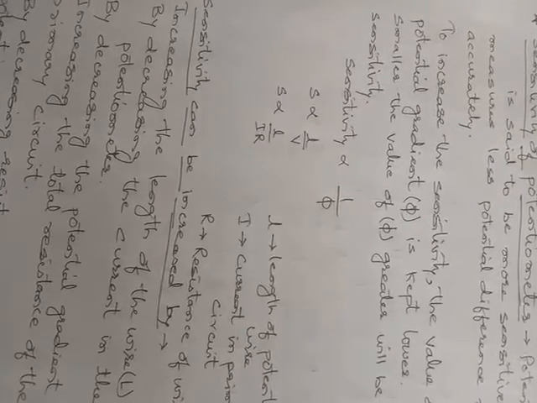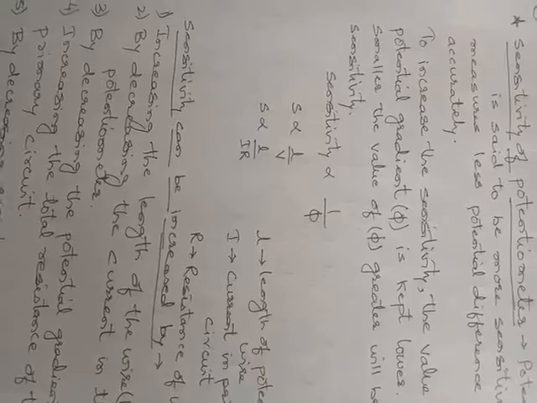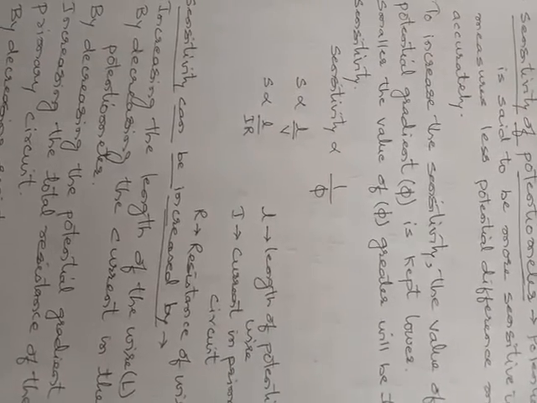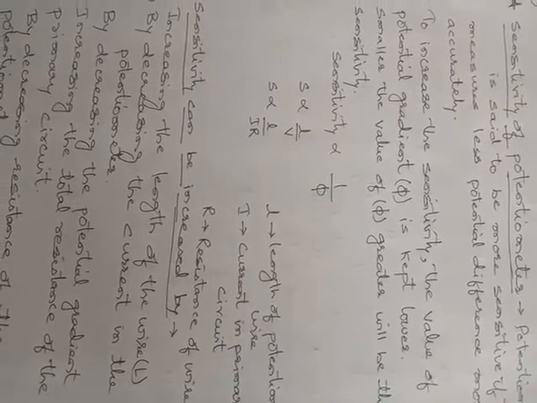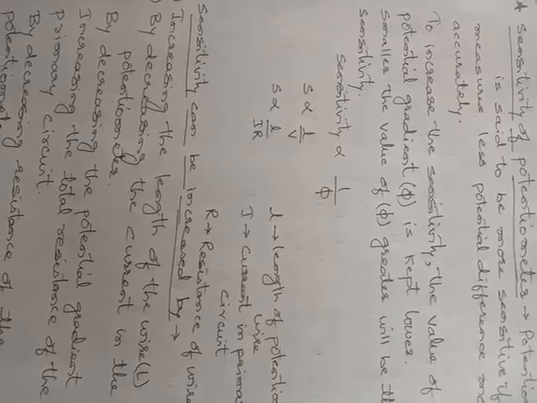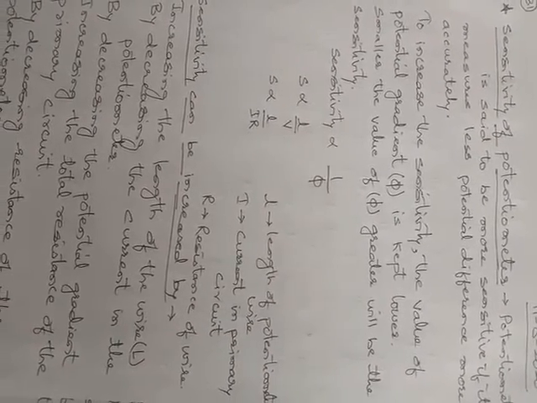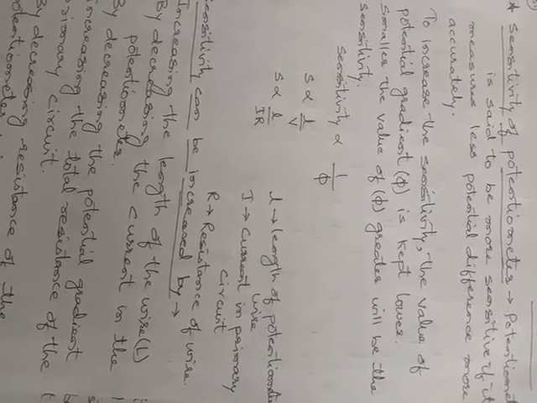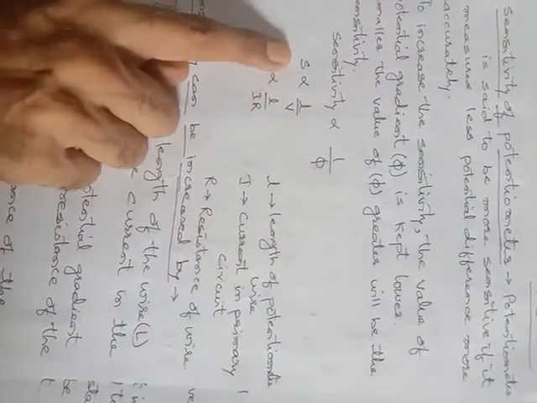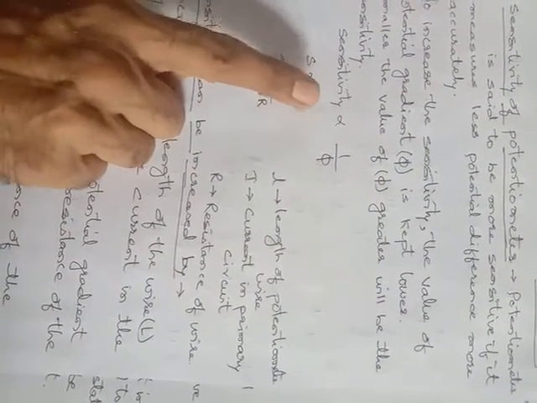To increase the sensitivity, the value of potential gradient is kept very, very low. Means sensitivity is inversely proportional to the potential gradient phi. What is the value of phi? Phi is equal to V by L. So when we put the value of phi, it will become L by V. S is proportional to L by V.